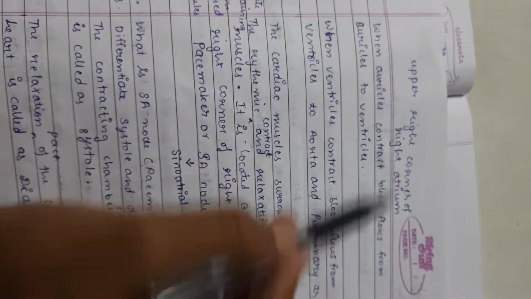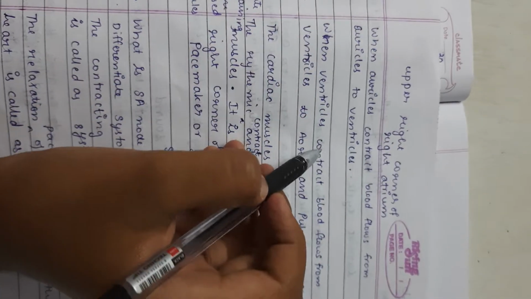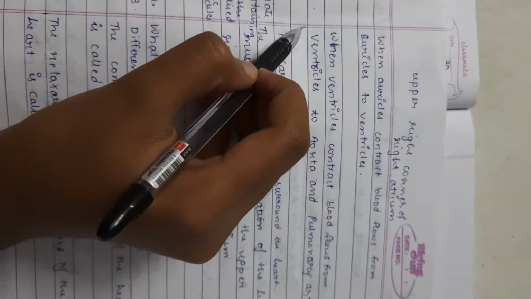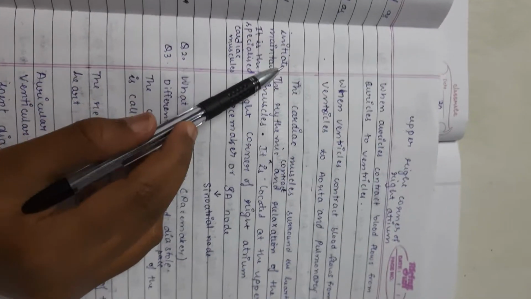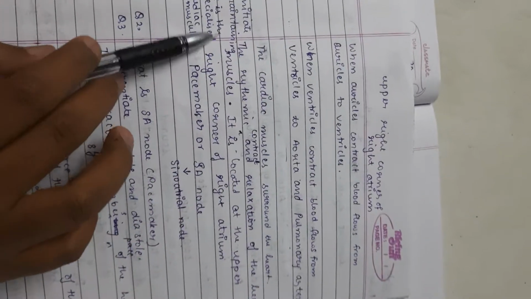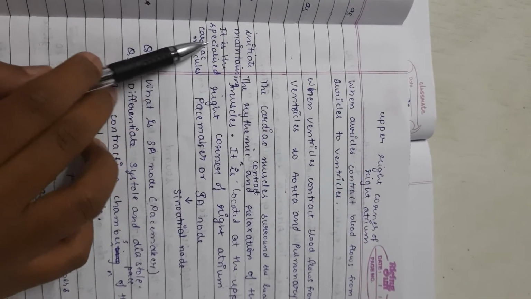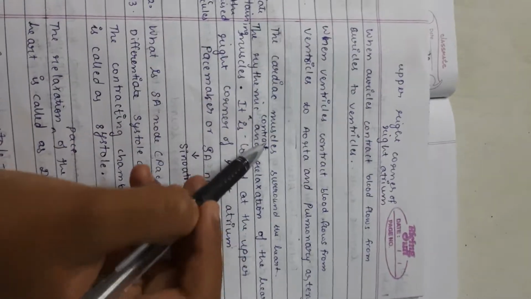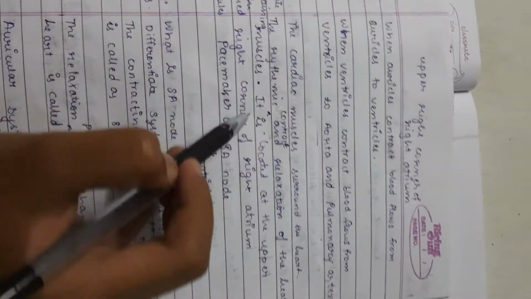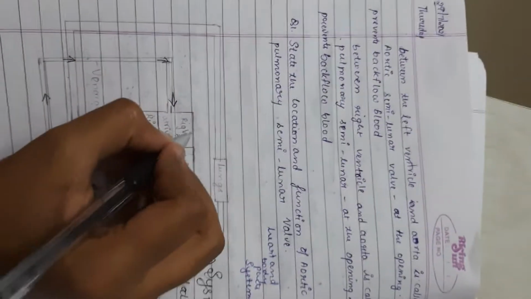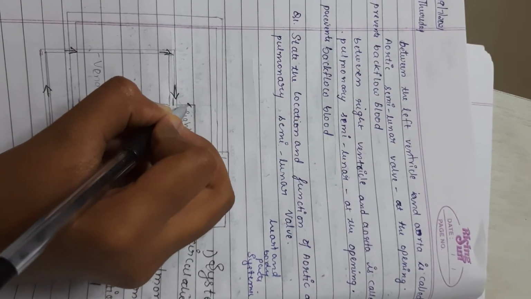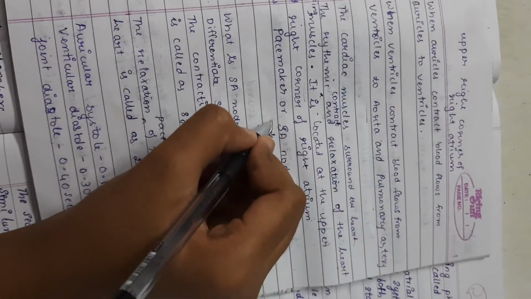When the auricles contract, blood flows from the auricles to the ventricles. When the ventricles contract, the blood flows from the ventricles to the arteries. And let me tell you the SA node. What is the SA node's function? It is a specialized cardiac muscle which initiates and maintains the rhythmic contraction and relaxation of the heart muscles. It is located at the upper right corner of the right atrium. Over here it is located, this pacemaker or sinoatrial node or SA node.